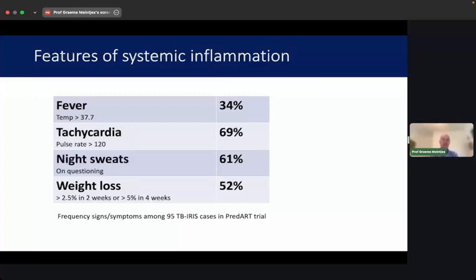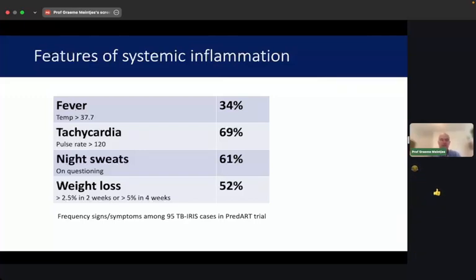And one of the things that I've found as a clinician is that when patients present with TB IRIS, they can often have a tachycardia of 130, but seem completely well. It's not like patients with bacterial sepsis, where tachycardia often corresponds with how sick they look. The tachycardia can be out of keeping with how sick they look. Night sweats are common, and patients can also lose weight just due to the inflammation associated with TB IRIS itself.